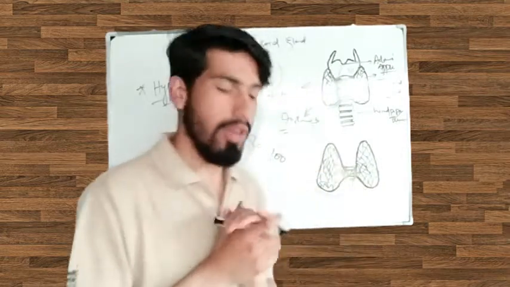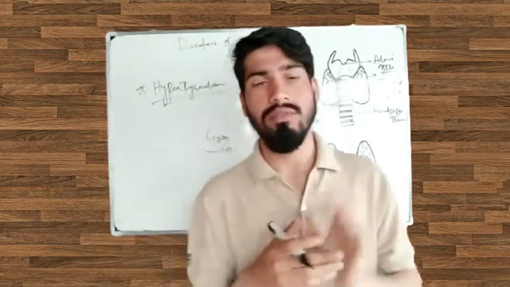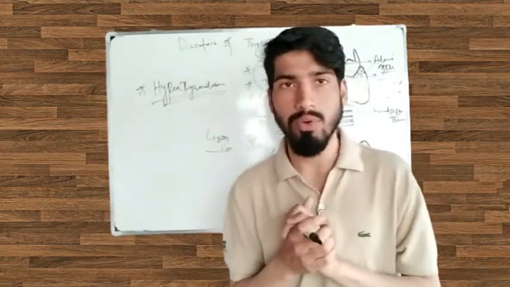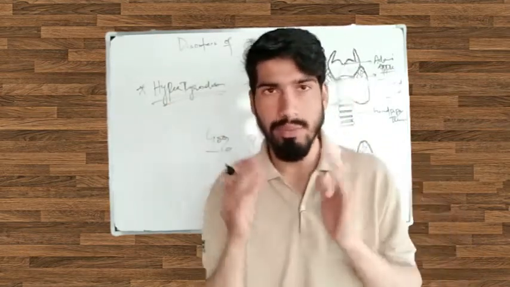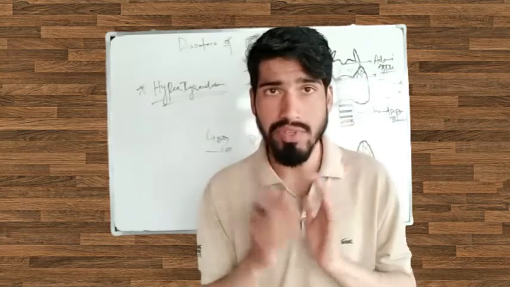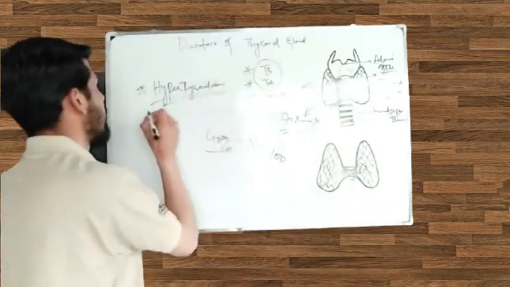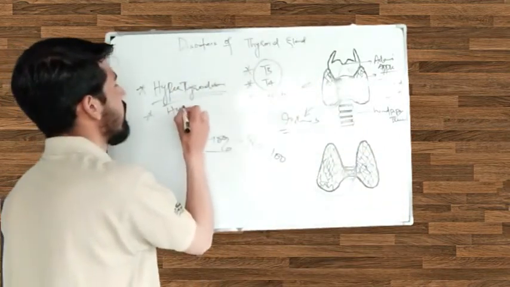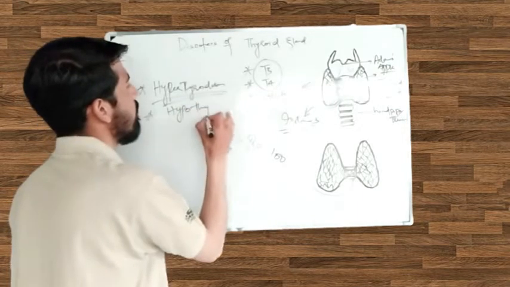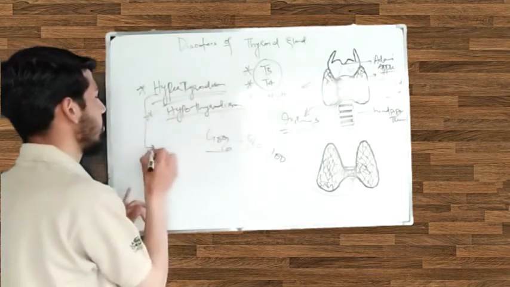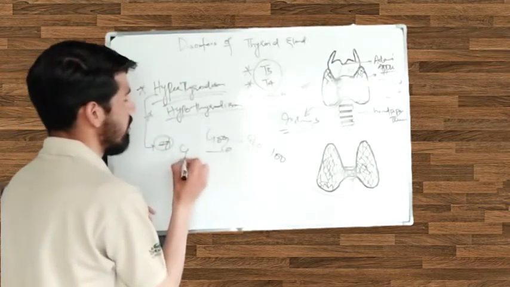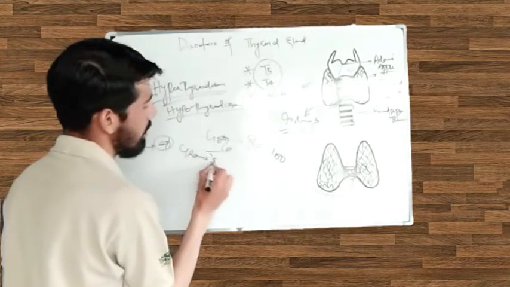So we talk first of all about hyperthyroidism, and then about hypothyroidism. What is an example of hyperthyroidism? The example of hyperthyroidism is Graves' disease.